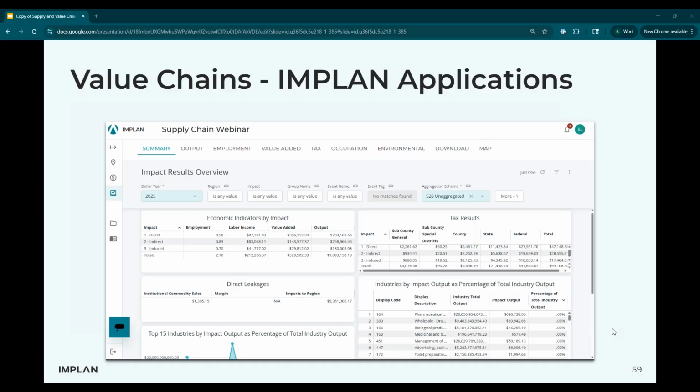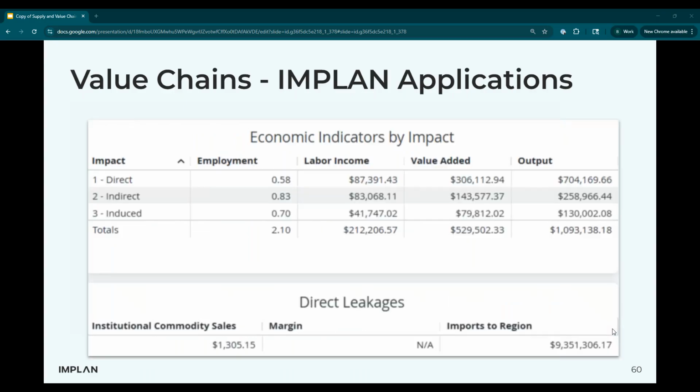So again, here's how this ripples through, and then we can see those leakages, imports to region, institutional commodity sales, tax effects, all the way through that supply chain and the effects of that commodity good. And again, for every $10 million, we're looking at about 2 individuals in employment in the direct, indirect, and induced, which in a high value industry such as pharmaceuticals makes sense. Like $10 million worth of pharmaceuticals is produced by a fairly dense number of individuals.